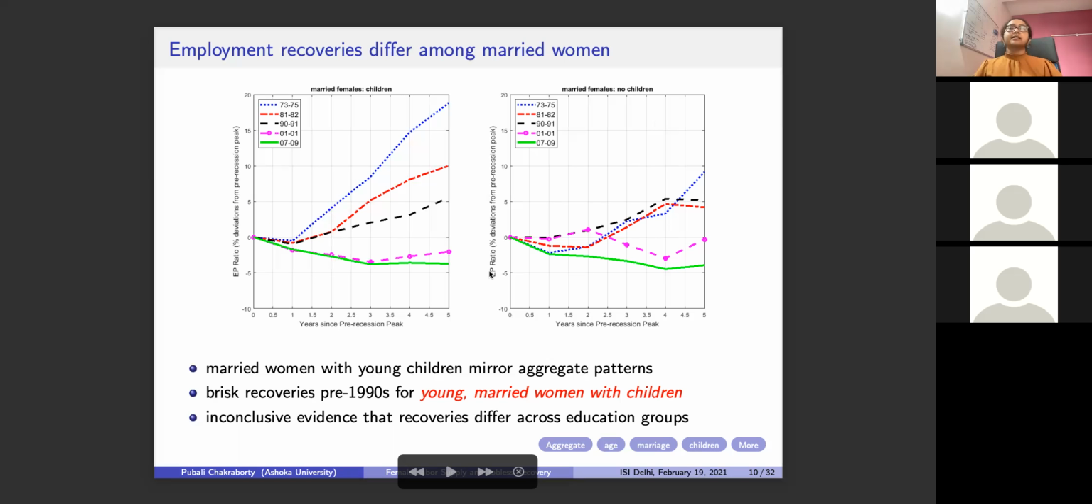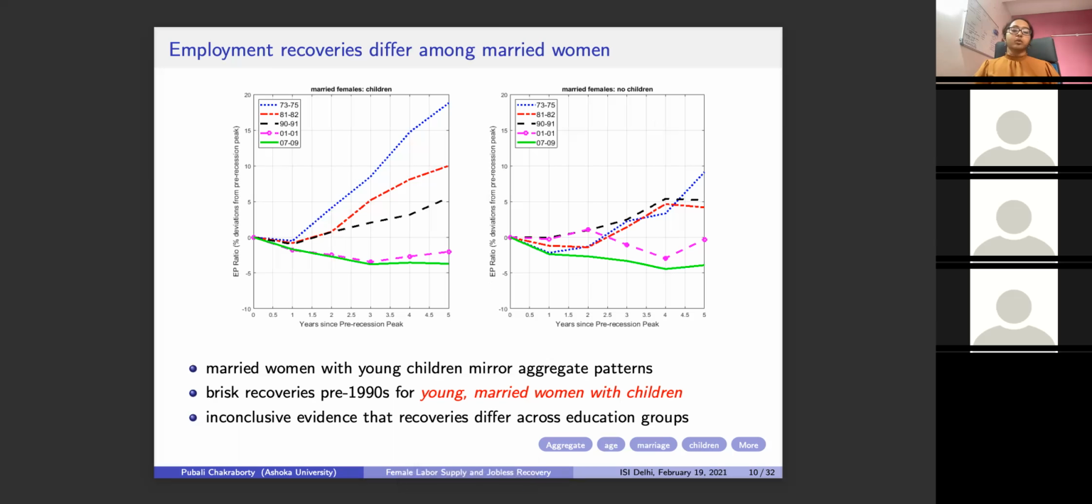I do look at women across different education levels as well. However, I don't see much of a difference with respect to women who are college educated versus women who are high school educated. I don't see much of a difference with respect to the education levels. So for that reason, that's not a dimension of heterogeneity that I account for.